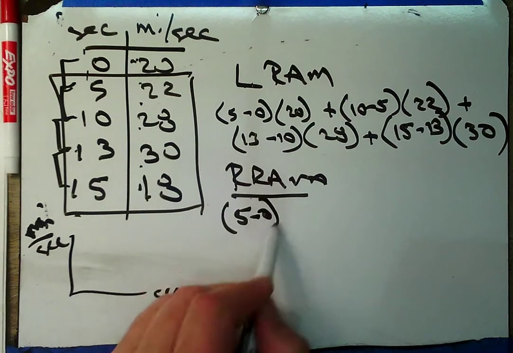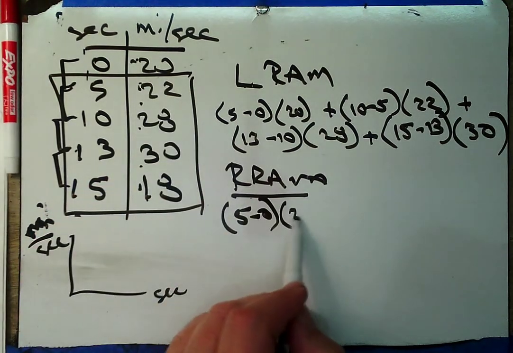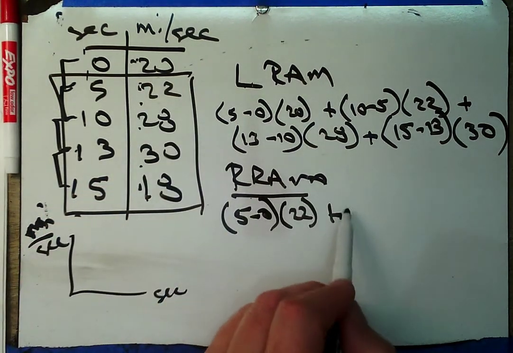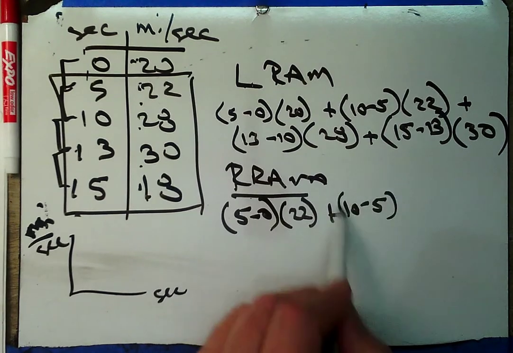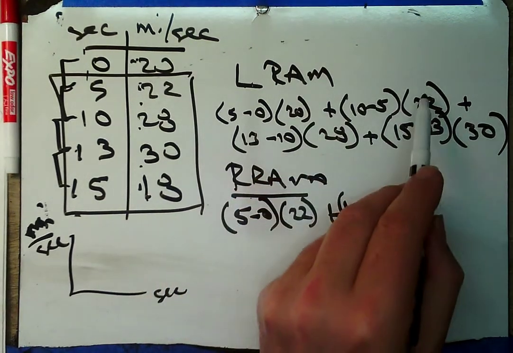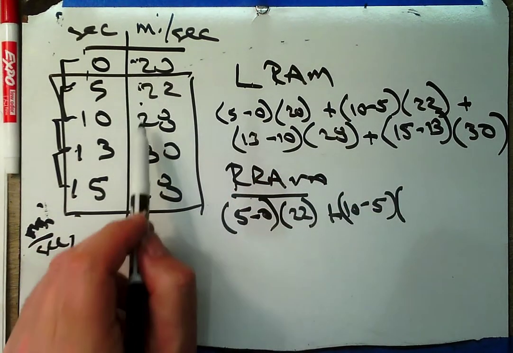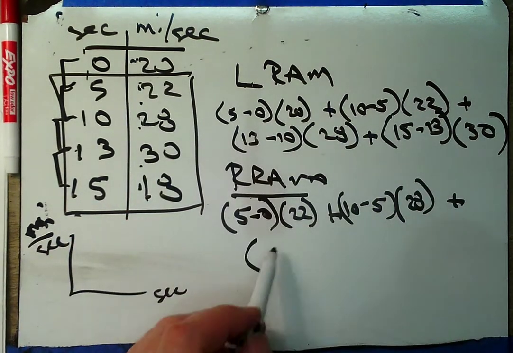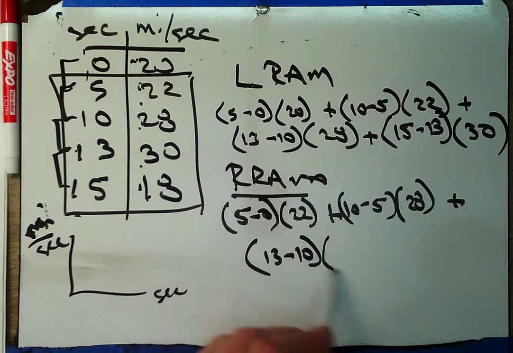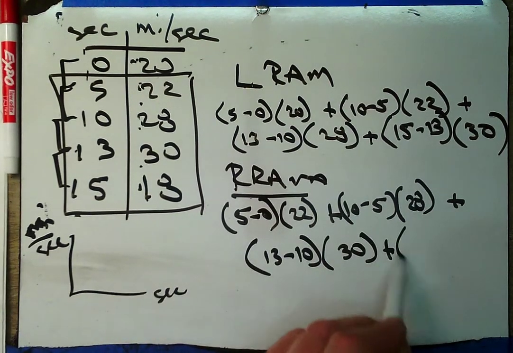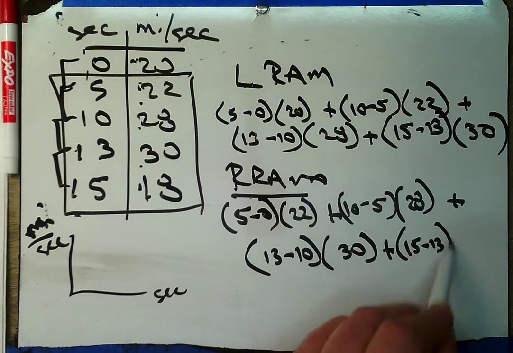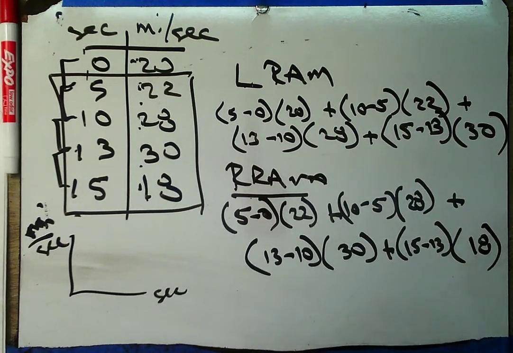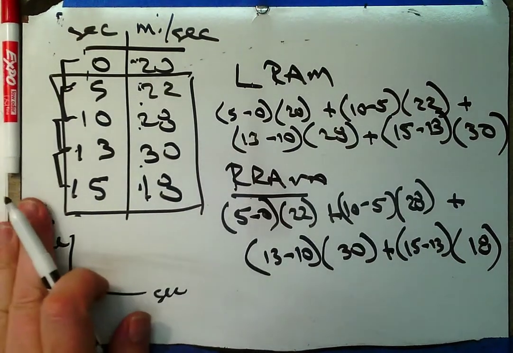5 minus 0, but I'm using that height. 22 plus 10 minus 5, same, but not 22, but instead 28, plus 13 minus 10 times 30, and finally 15 minus 13 times 18. Okay, so those are my values for LRAM and RRAM.